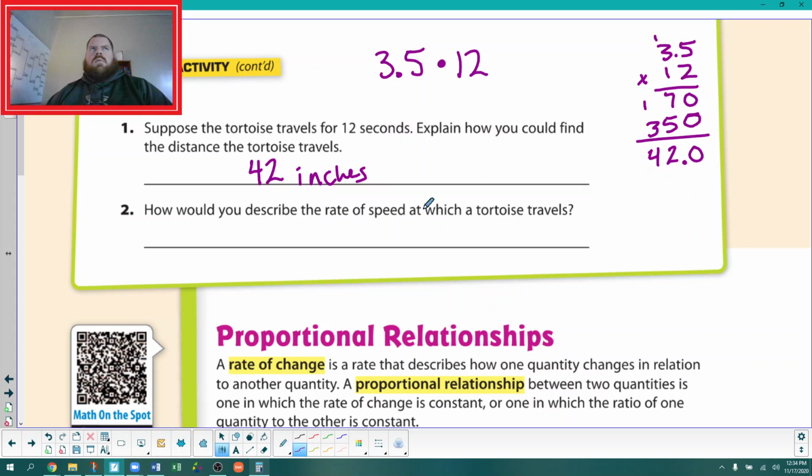Okay? And you can kind of think to yourself, does that make sense? Well, it traveled 10.5 inches in 3 seconds. And we're doing that 3-second chunk 4 times. So that sounds pretty reasonable. How would you describe the speed at which the tortoise travels? Just as we thought, 3.5 inches per second.